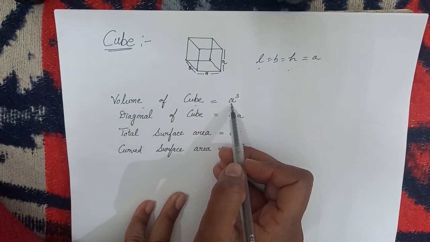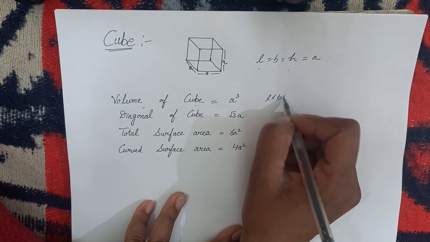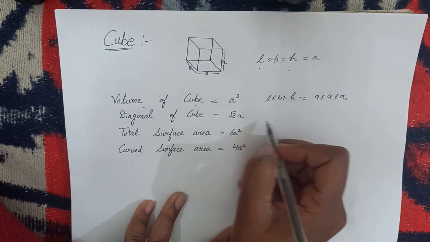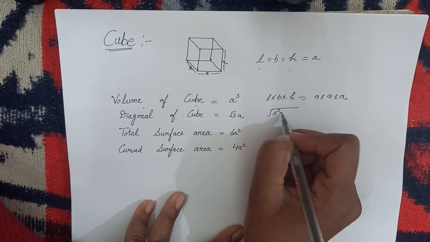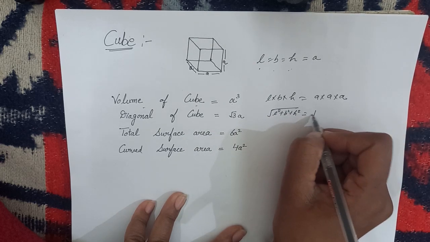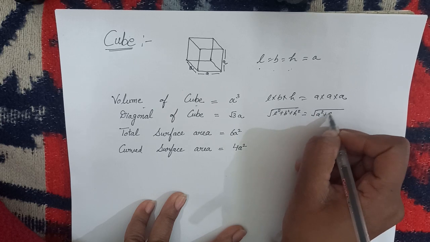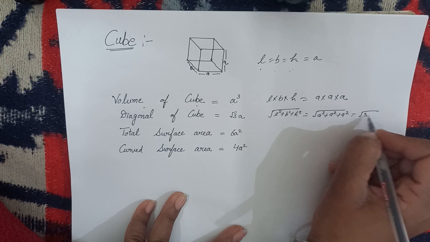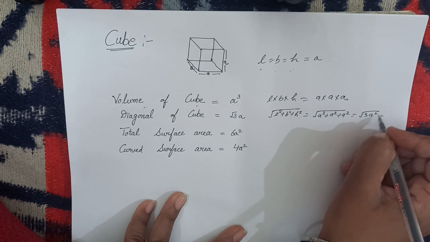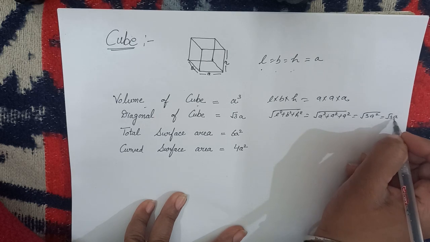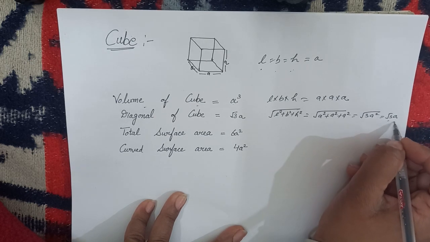Volume of a cube is always L into B into H, that means A into A into A, that will be A cube. Same as when we do the diagonal, L square plus B square plus height square, we are doing it in the same way as we have done the cuboid. A square, A square, A square we will fill, that will be under root 3 A square. So under root 3 stays, A square and under root will cancel and we get under root 3 A. That means under root 3 into side.